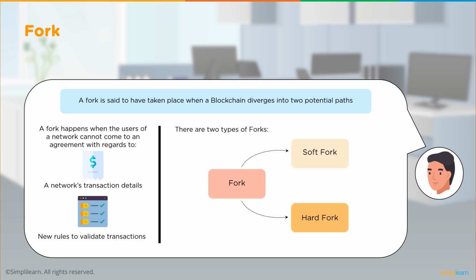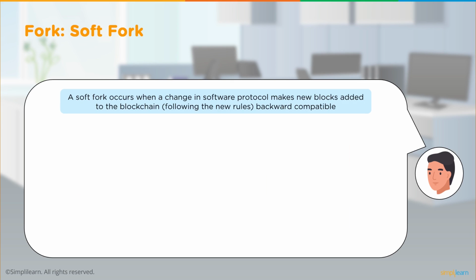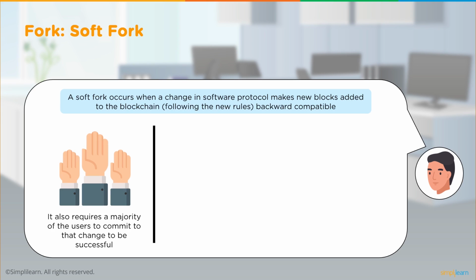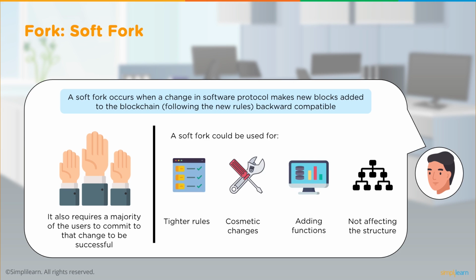So there are two types of forks which can exist. Either it can be a soft fork or it can be a hard fork. A soft fork occurs when a change in the software protocol makes new blocks added to the blockchain follow the new rules but are backward compatible. But in order to have a soft fork, it requires a majority of the users to commit to that change to be successful. So a soft fork could have multiple uses. It could be for tighter rules, it could be for cosmetic changes, addition of new functions, but not affecting the structure.